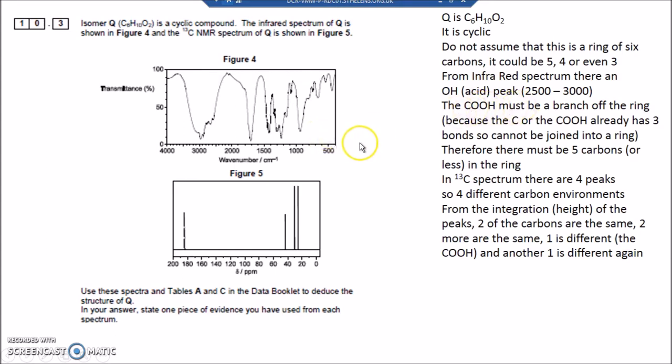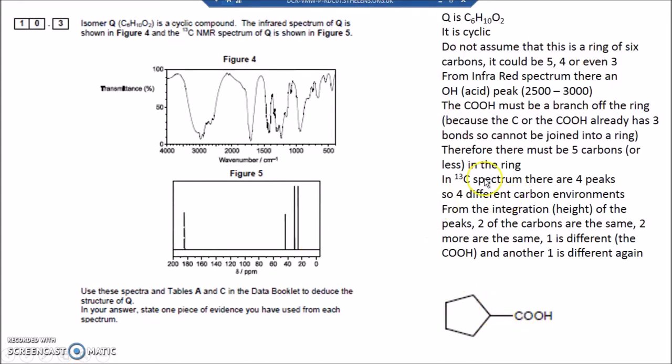The carboxylic acid has got to be a branch off the chain, because the C of the COOH has got a double bond oxygen and an OH, so it's already got three bonds. So the fourth one must be off the ring. It must be joining a ring, not within a ring, because within a ring it needs two carbons either side of it in the ring. Now I've got six C's and one of them's in a COOH, so I must have five in a ring with a COOH off that. So I think I've got something looking like that: five carbons in a ring and a COOH off that.